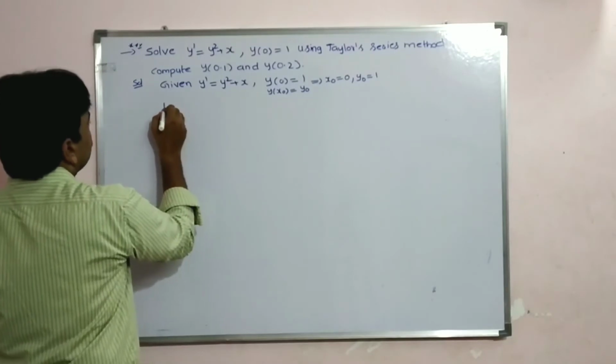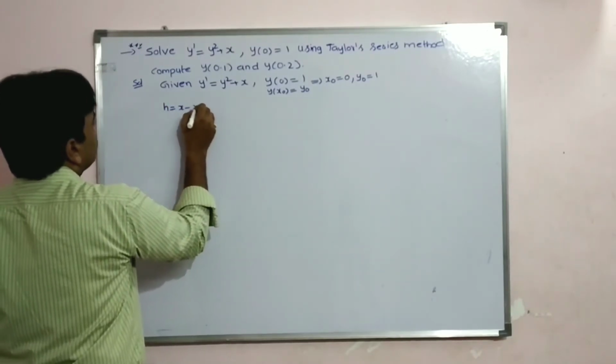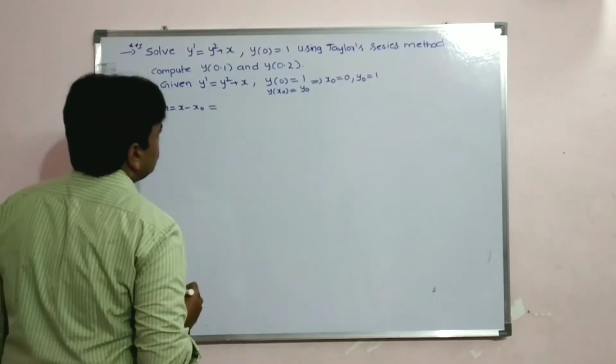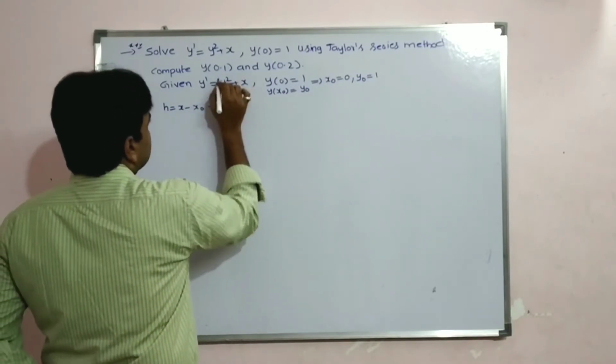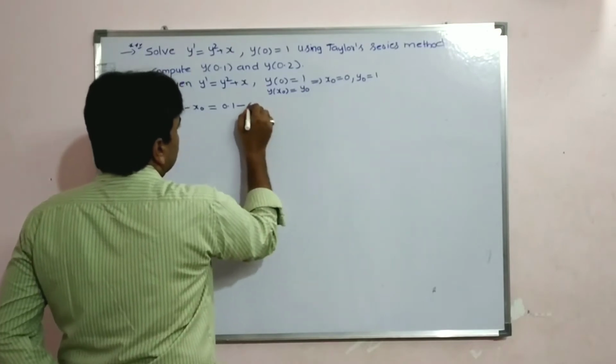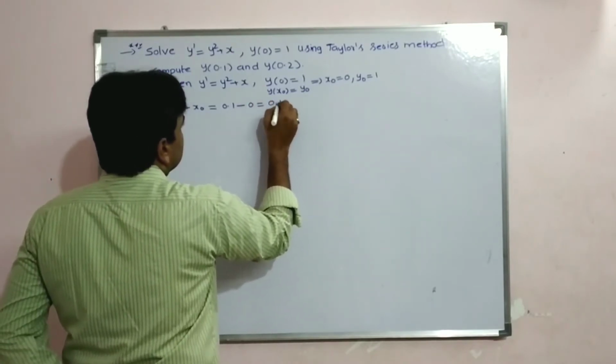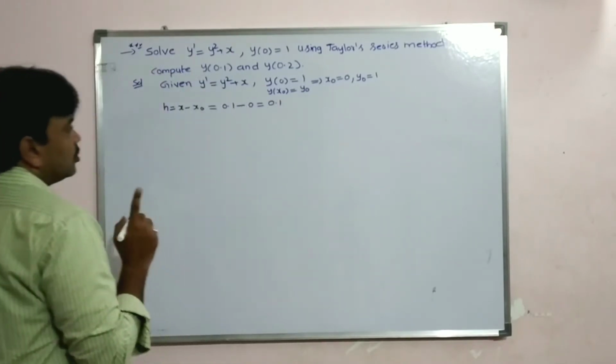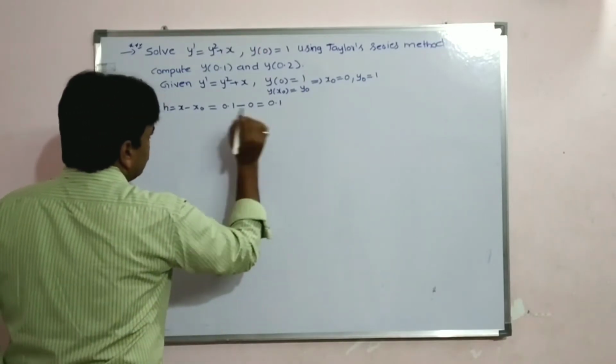Now h is equal to x minus x naught. What is x here, students? x is 0.1 minus x naught value 0. So h value is 0.1.